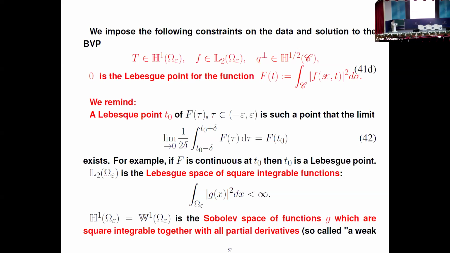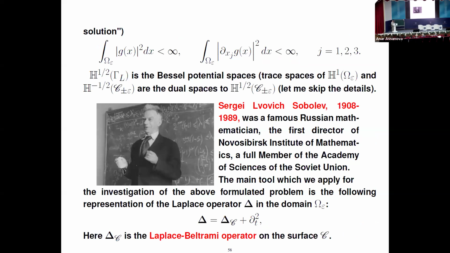L2, you know, is the square integrable functions. H1 is the functions which are in L2 together with their derivatives, and so on. It's called Sobolev space. Let me pay tribute to this very famous and very good mathematician, Andrei Lvovich Sobolev, who was the first director of the Novosibirsk Mathematical Institute when Novosibirsk University was founded in the 50s. He contributed a lot, had many disciples, and was a member of the Soviet Academy of Sciences and a famous scientist.